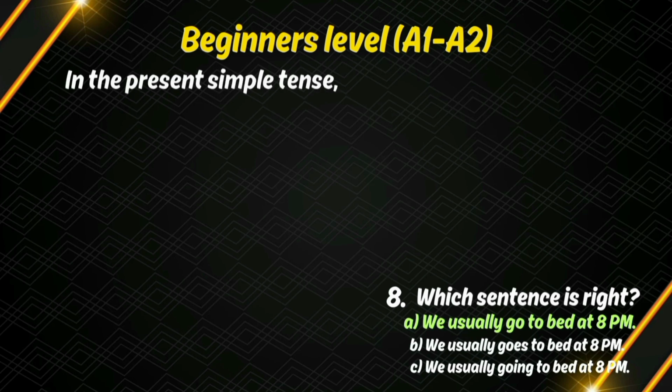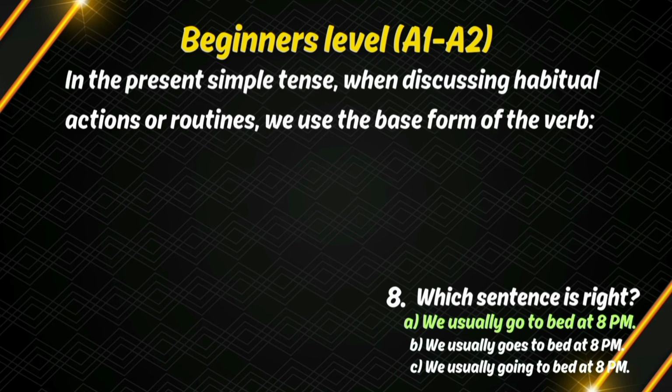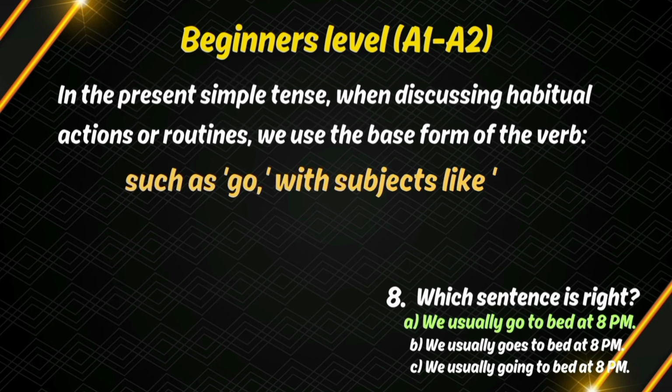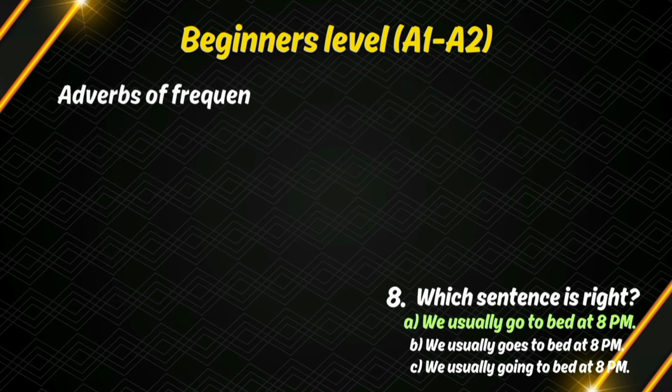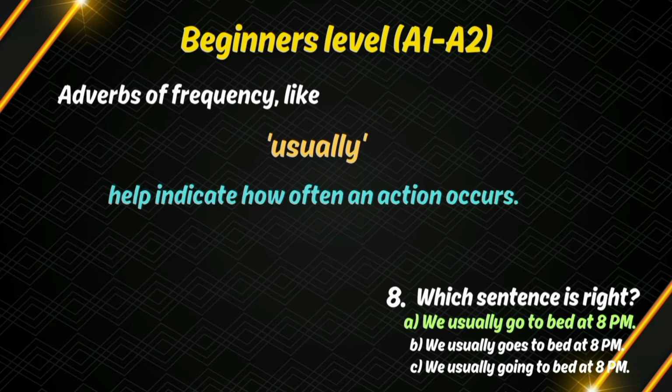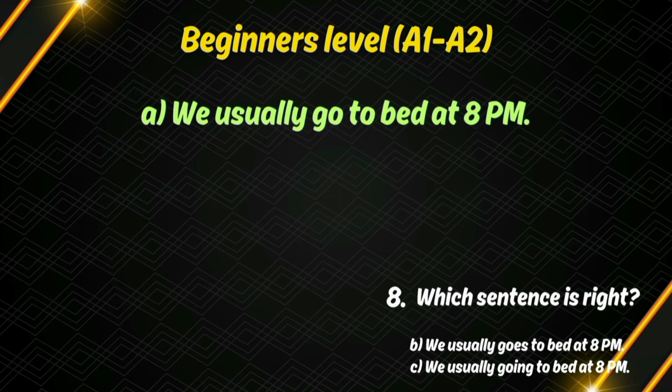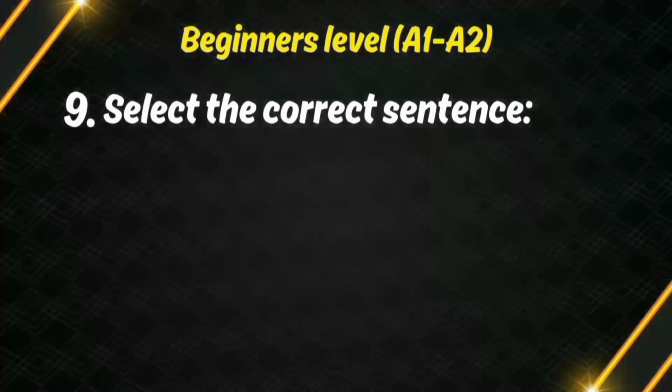In the present simple tense, when discussing habitual actions or routines, we use the base form of the verb, such as go, with subjects like we. Adverbs of frequency like usually help indicate how often an action occurs. Therefore, the correct sentence is, we usually go to bed at 8 p.m. This indicates that going to bed at 8 p.m. is a regular habit for we.